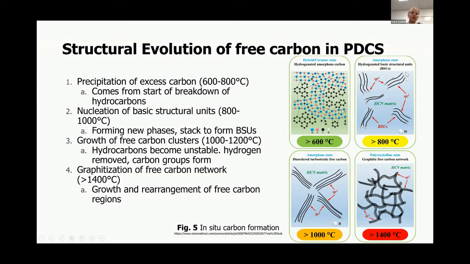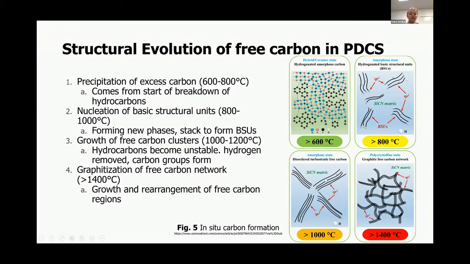And then the second stage here is the nucleation or the forming of the basic structural units of free carbon. And so the carbon is beginning to form kind of a new phase. And this is occurring between 800 and 1000 degrees Celsius. So in this stage, the carbon layers are kind of beginning to stack to form these basic structural units. As you can see, this is an example of a basic structural unit. And also, as you can see in the image, there's still some hydrogen left, but the basic structural units are completely independent of each other.